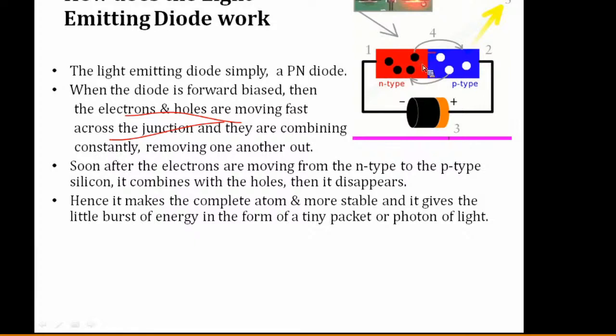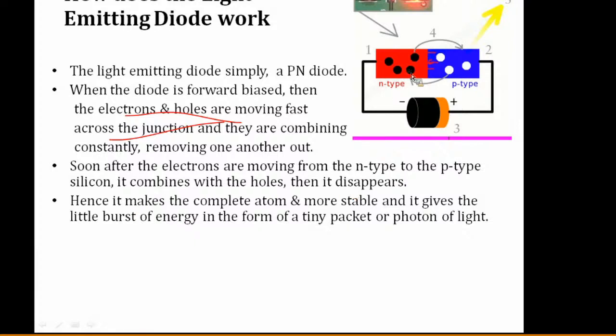Now what is recombination? The N type electron is crossing the junction. It is coming to the P type. It is recombining with the hole. And from the P side, if a hole is moving from the P to the N type, some of the holes may recombine with electrons in the N type. Now this is what is going to happen. Soon after, the electrons moving from the N type to the P type silicon combine with the holes, and then they disappear.